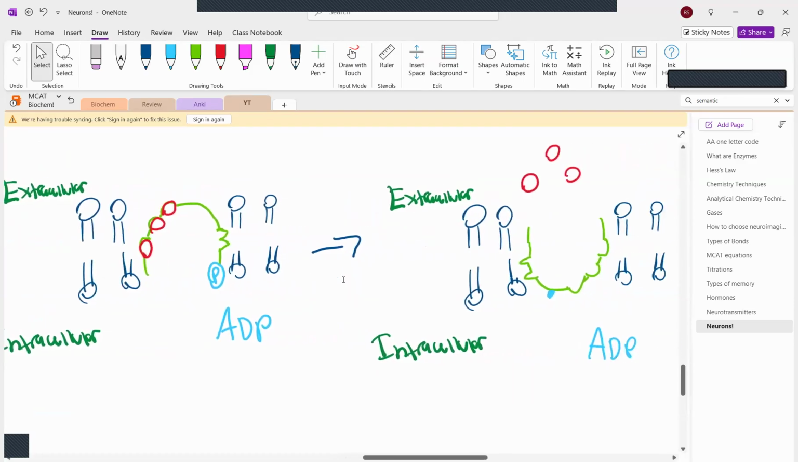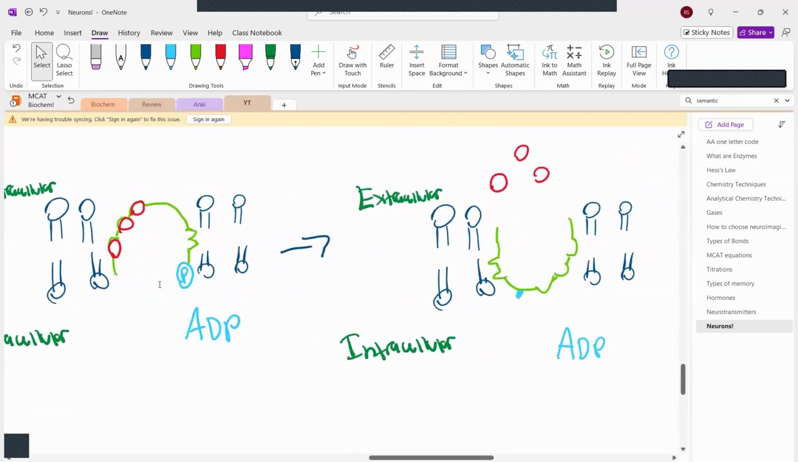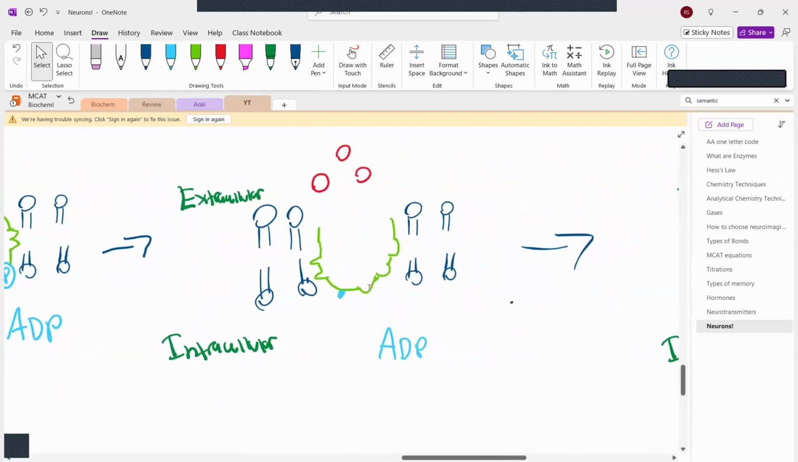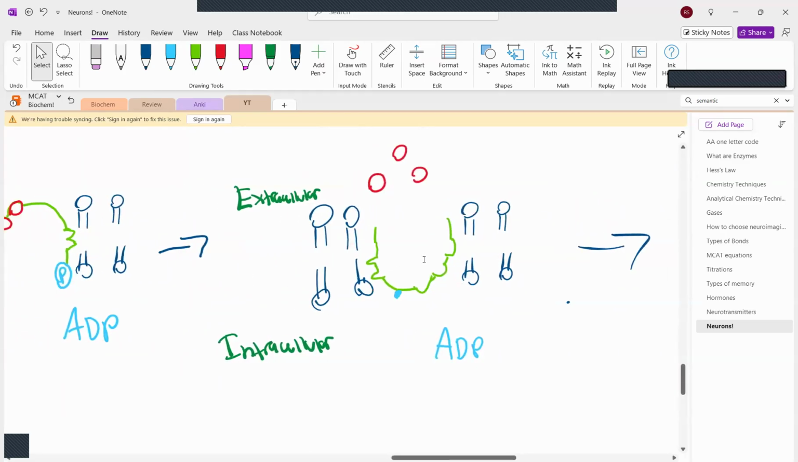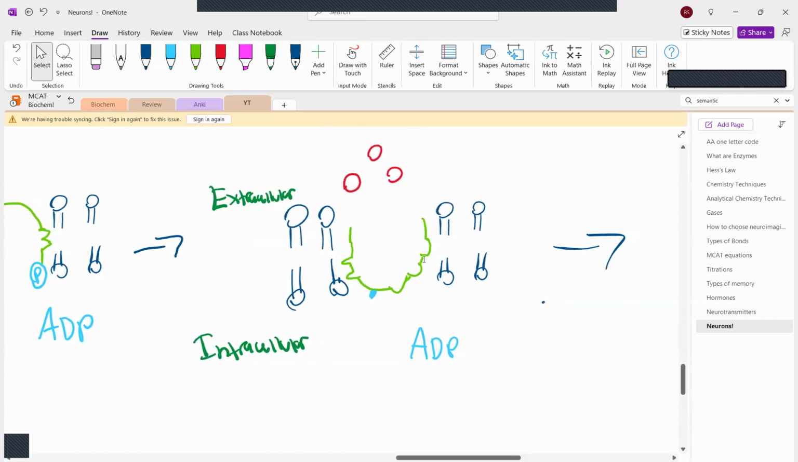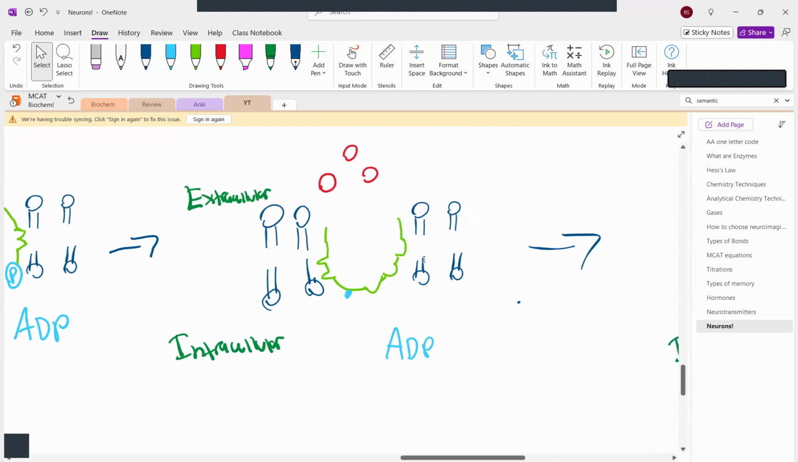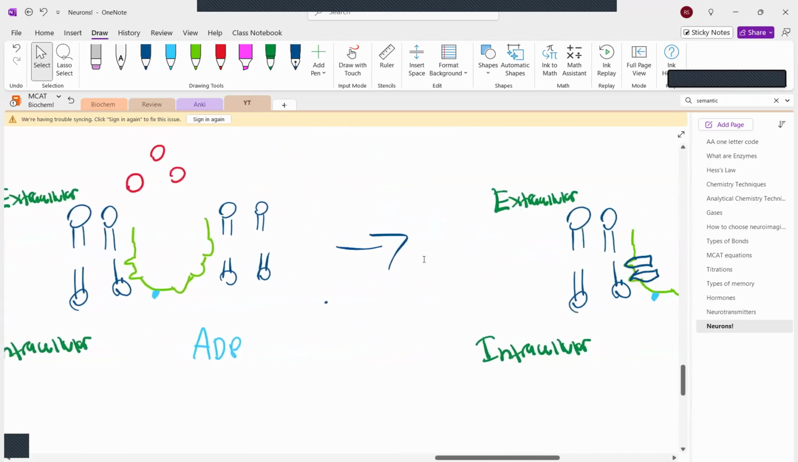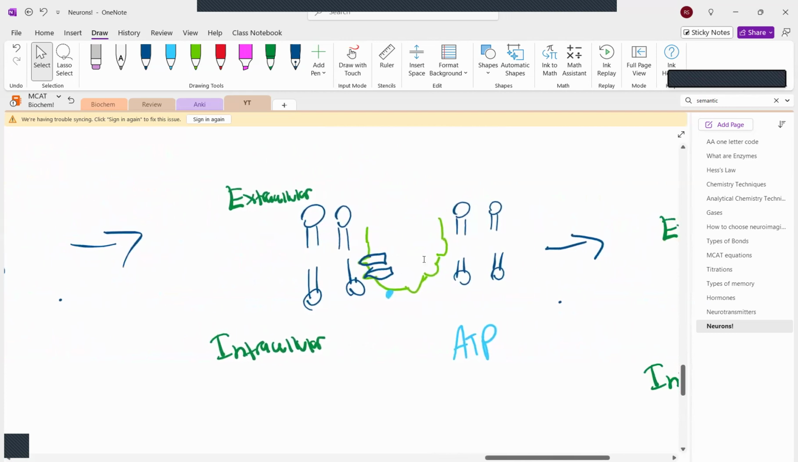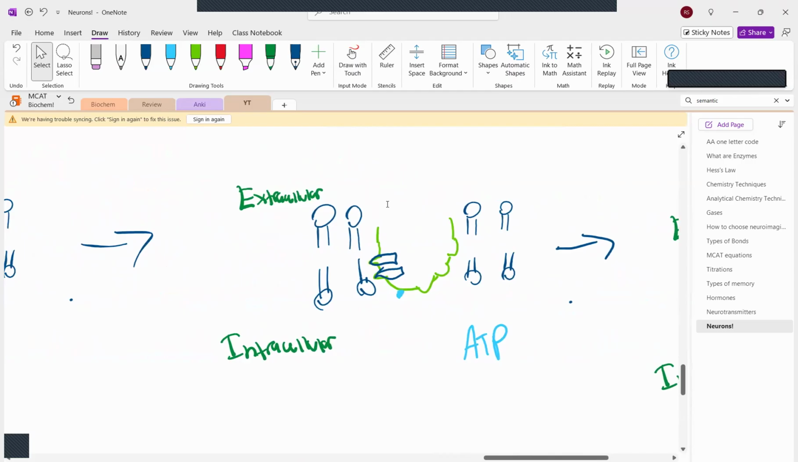So what does this conformational change do? Originally, the ATPase was facing the intracellular matrix. Now it's going to face the extracellular matrix. And at the same time, those sodium ions release, so they'll go off into the sunset, into the extracellular matrix. And now that ADP will become ATP again.